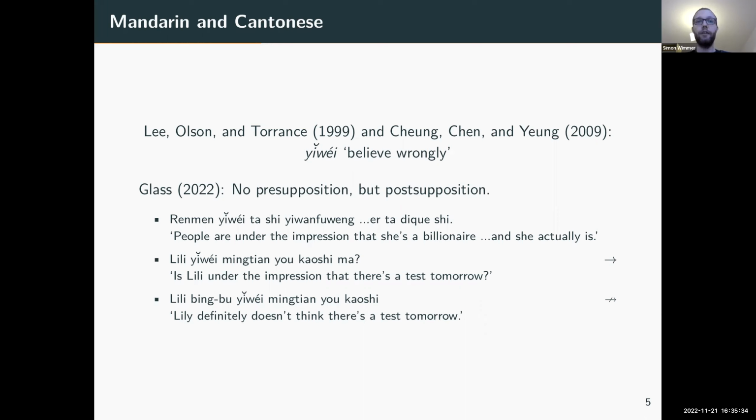So Lily definitely doesn't Yiwei that there's a test tomorrow. The inference to the conclusion that there isn't a test tomorrow does not project. So negation again seems to obviate the effect carried by the supposed contrafactive. So we don't quite have a contrafactive there. And as far as we know, there isn't a convincing counterexample to the generalization that there are no contrafactives.